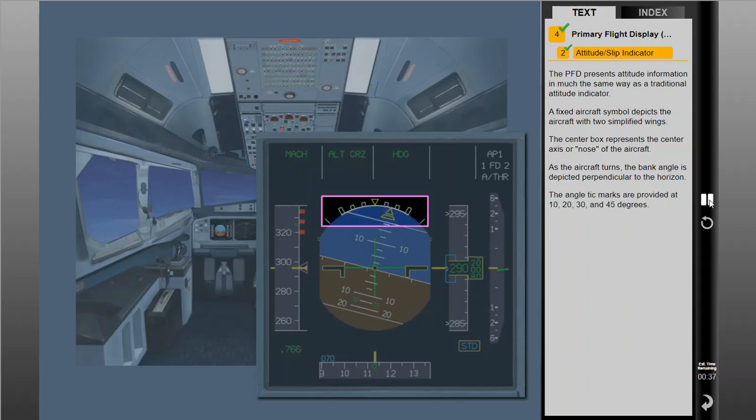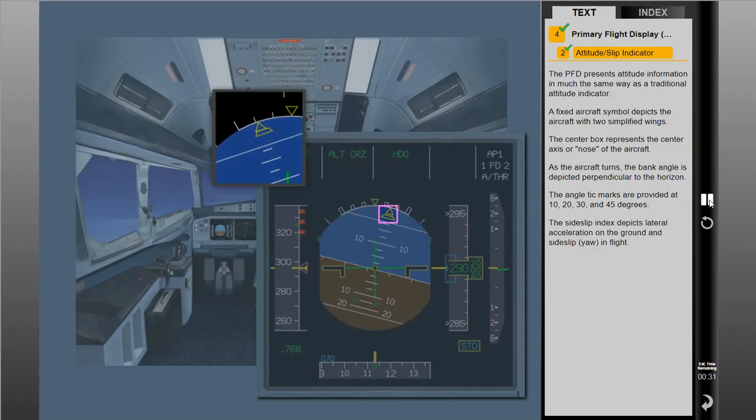The angle tick marks are provided at 10, 20, 30, and 45 degrees. The side slip index depicts lateral acceleration on the ground and side slip or yaw in flight. When the side slip is centered on the bank index, a minimum drag configuration is achieved.